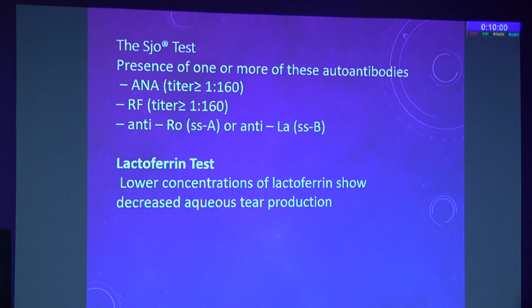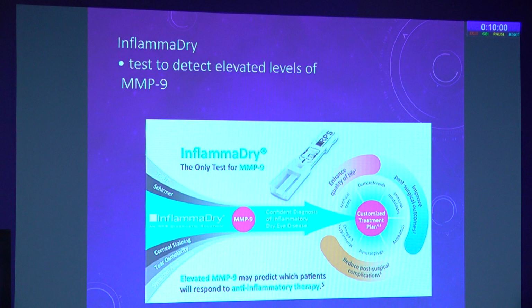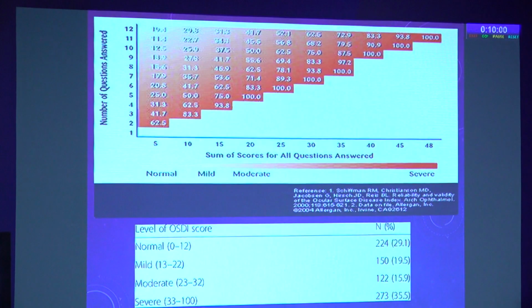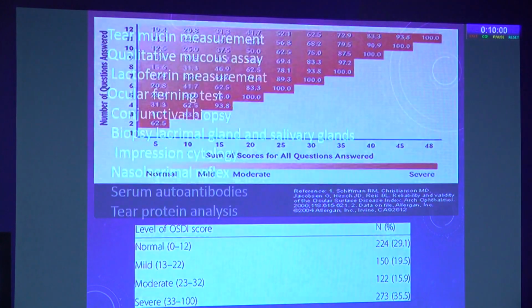Sjogren's test is important to assess Sjogren's syndrome. Lactoferrin test detects decreased lactoferrin in aqueous tear production. Matrix metalloproteinase 9 assay helps to detect inflammatory dry eye, so we can treat the OSD with anti-inflammatory therapy. And normally an OSDI score is very helpful in the outpatient department. So we can grade as mild, moderate, or severe dry eye.